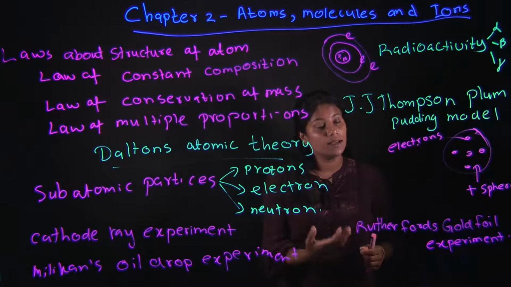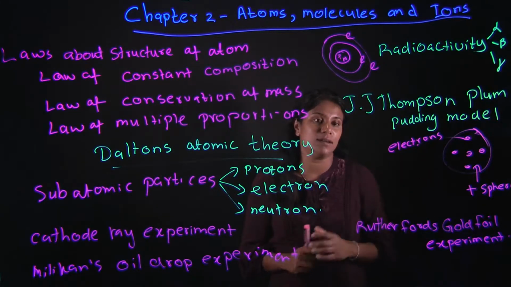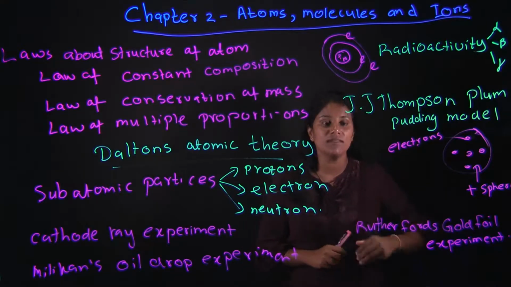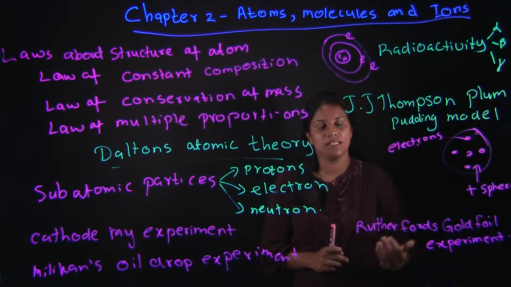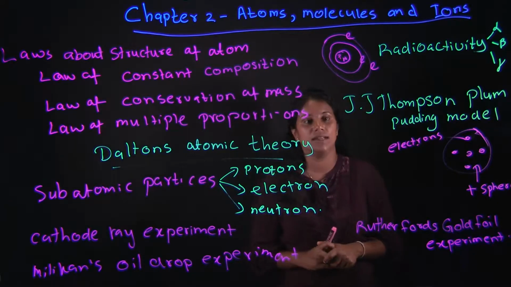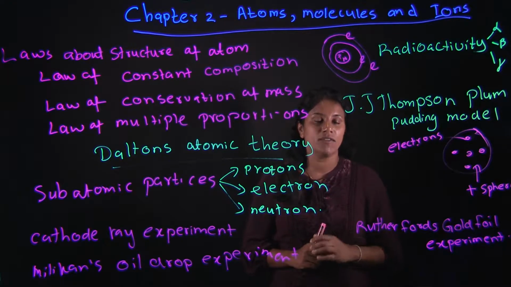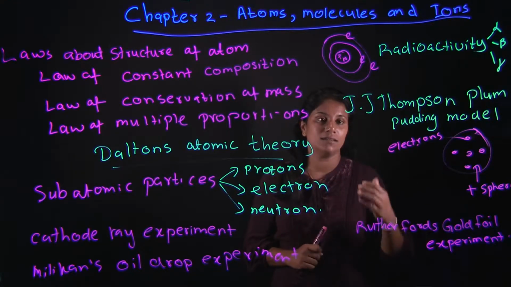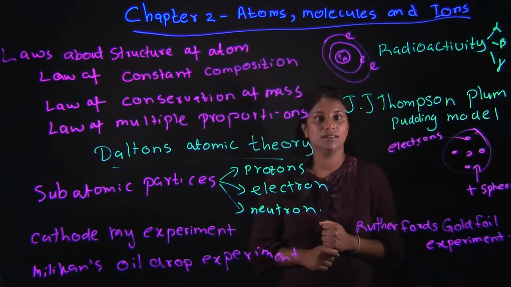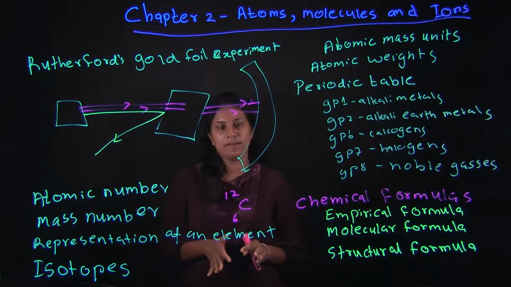But his student Rutherford didn't agree with this plum pudding model, so he kept on doing experiments. And then he did Rutherford's gold foil experiment. In Rutherford's gold foil experiment, he discovered the structure of the atom is not what J.J. Thomson proposed. Okay, now let's see what Rutherford's gold foil experiment is.